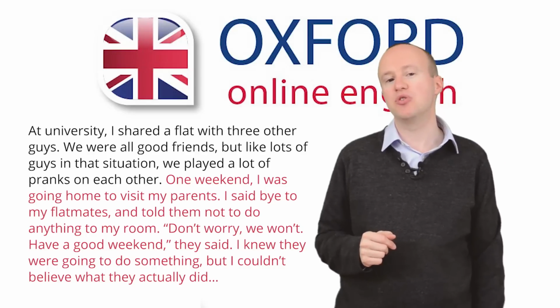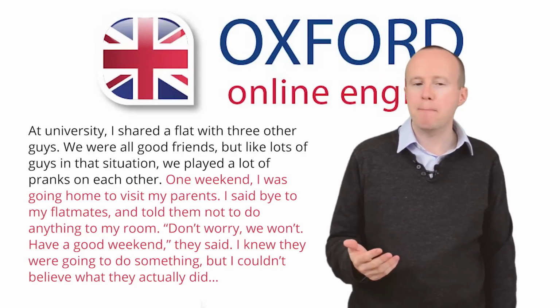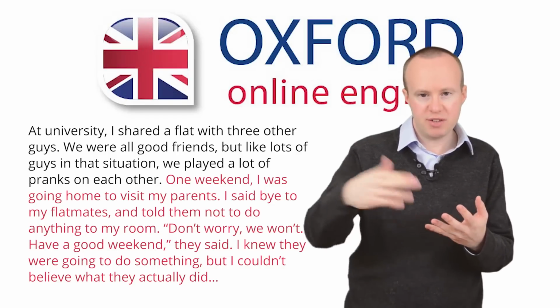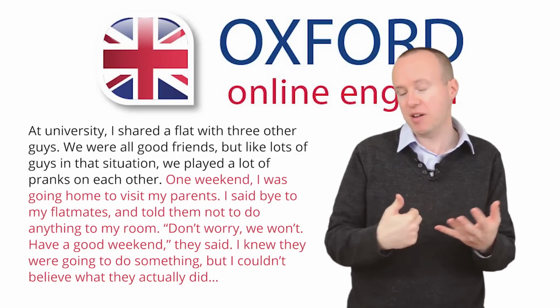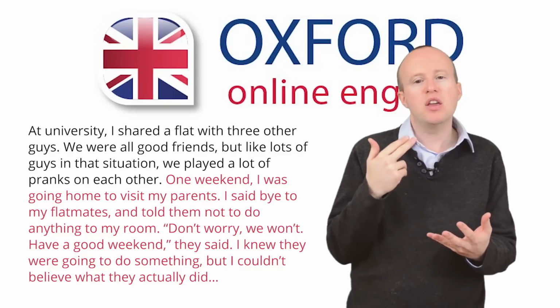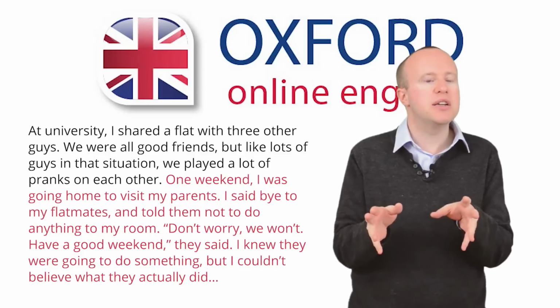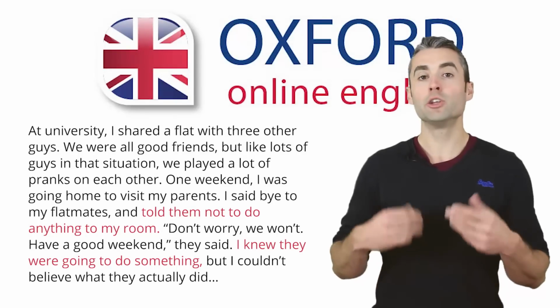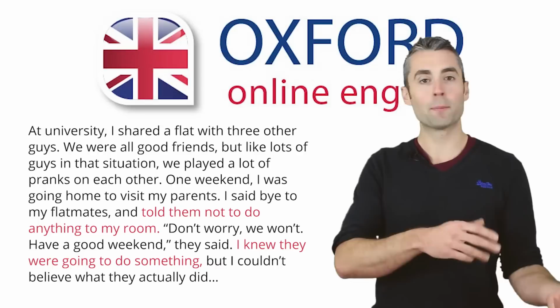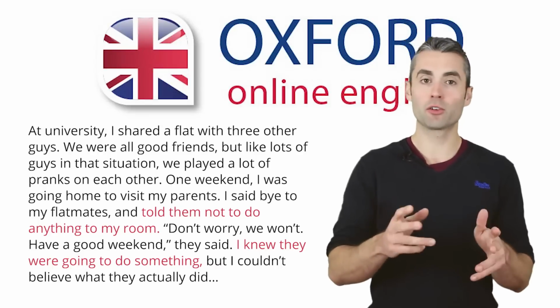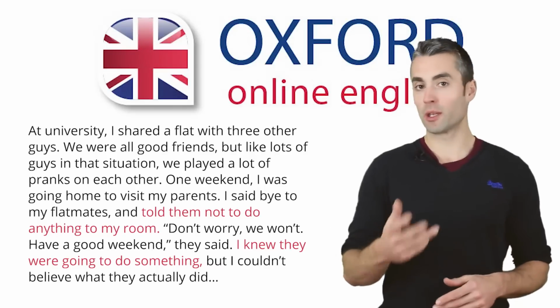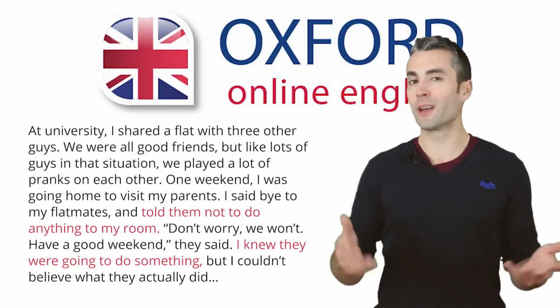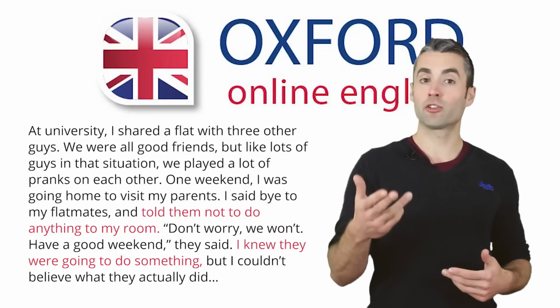This is a very different kind of story, but the structure is the same. I have a goal, which is to visit my parents and come back without my friends doing anything to my room. You also have some tension. You hear sentences like this. I told them not to do anything to my room. I knew they were going to do something. When you hear these, you know they're going to do something to my room, but you don't know what. This is called foreshadowing. You know something bad is going to happen, but you aren't sure exactly what. That's where the tension comes from.